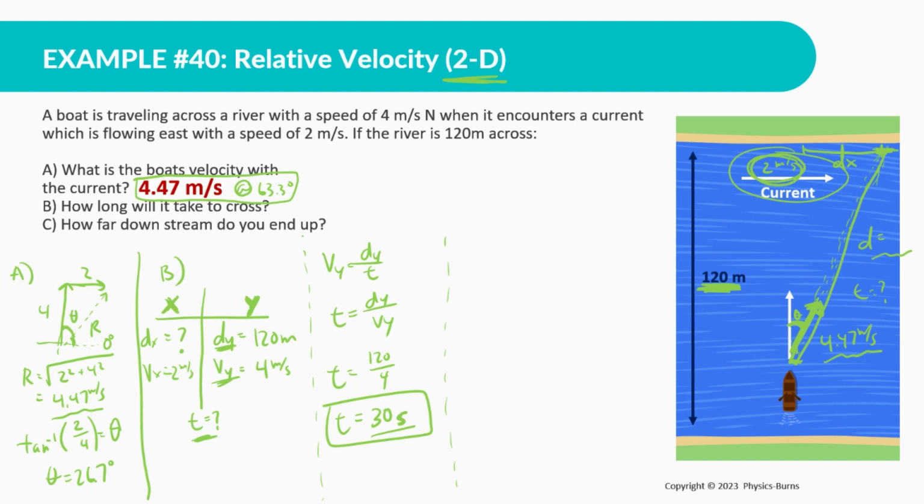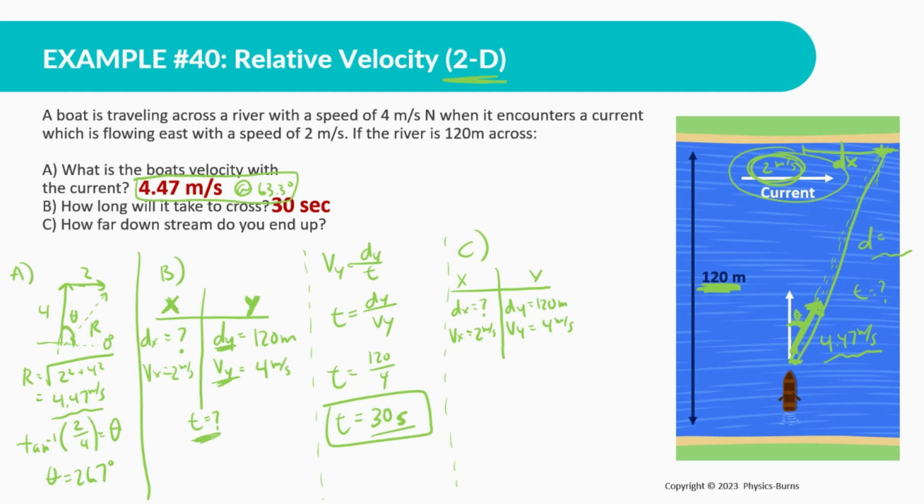Okay, let's move on to part C. So part C says, how far downstream do you end up? So this is dx. We're looking for the distance in the x direction that this boat goes. So again, I'm going to copy down what we know in the x and y direction. We don't know the distance in the x. That's what we're looking for. We know the distance in the y is 120 meters. We know that the velocity in the y is 4 meters per second. We know that the velocity in the x is going to be 2 meters per second.